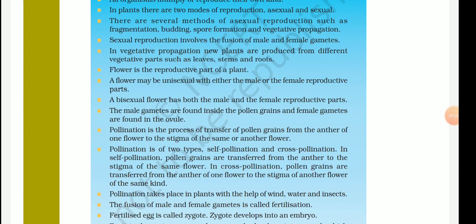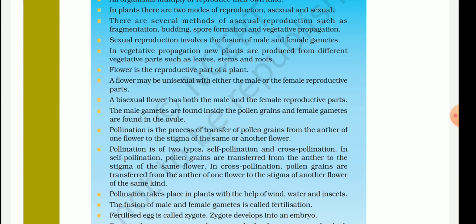Next, pollination takes place in plants with the help of wind, water, and insects. There are different kinds of pollen grains. Sometimes if they are feathery, then they are carried with the help of wind. If they are able to float, then they are carried with the help of water. And if they are sticky in nature, then they stick on animals, and they are carried with the help of animals or insects.